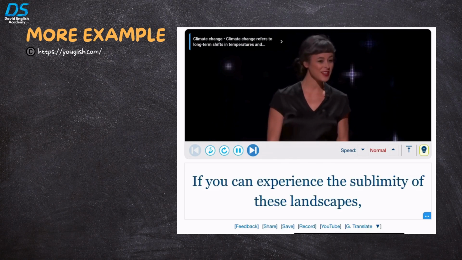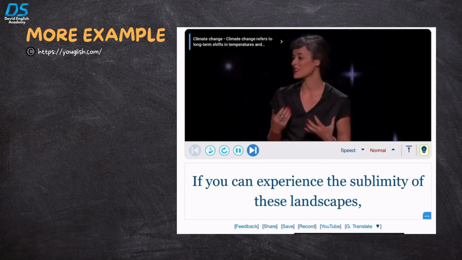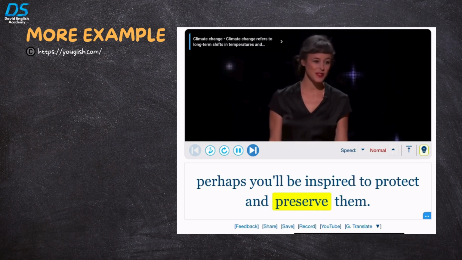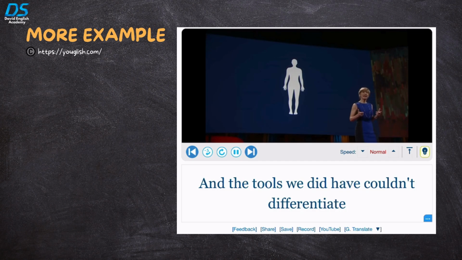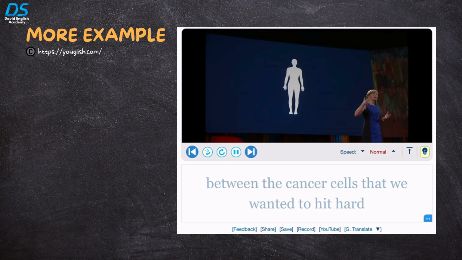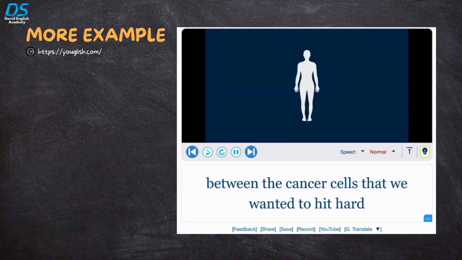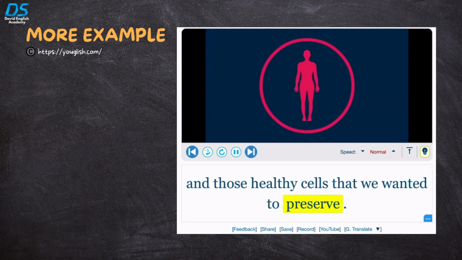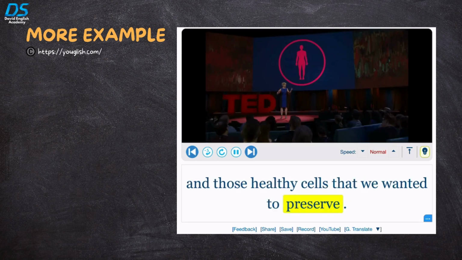If you can experience the sublimity of these landscapes, perhaps you'll be inspired to protect and preserve them. And the tools we did have couldn't differentiate between the cancer cells that we wanted to hit hard and those healthy cells that we wanted to preserve.